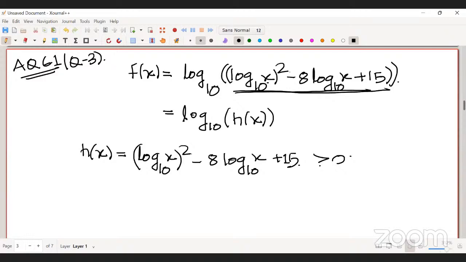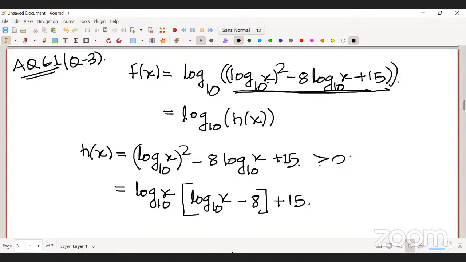Sir, my question is why can't we just take out log x base 10 common from log x base 10 square minus 8 log x base 10? The last term doesn't have it in common, with plus 15 only. You can do that. If you want to write it, you can write log x times log base 10 x again, and then minus 8. You want to write it like this, right? Yes, sir. Fine.